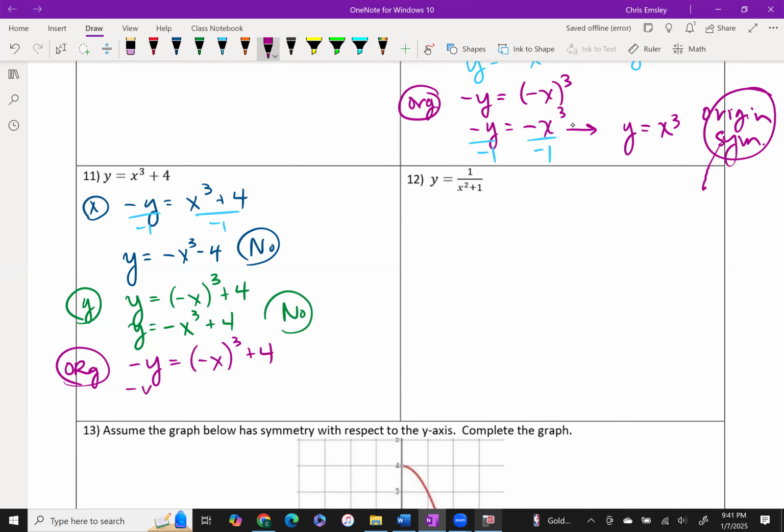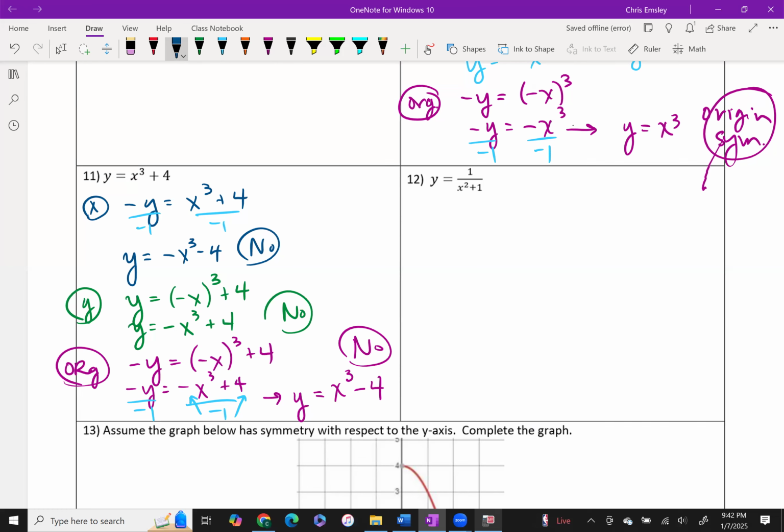We can simplify there. And then we can, again, divide both sides by -1. Remember, we have to divide both terms by -1. So we get negative y divided by -1 is positive y. Negative x cubed divided by -1 is positive x cubed. Positive 4 divided by -1 is -4. So this also is not what we started with. So this one actually has none of the types of symmetry. Some equations don't have any symmetry. The only way we can know that, though, is test all three of them.